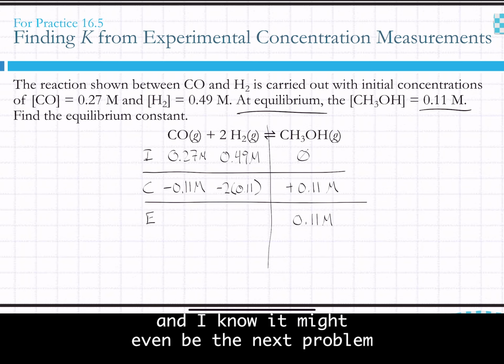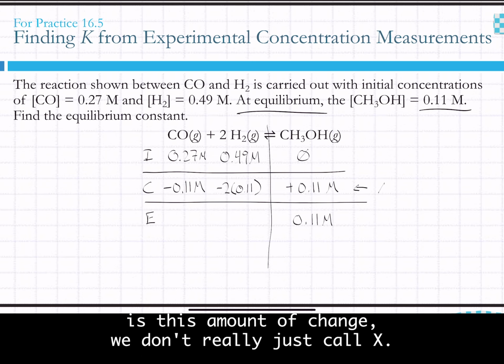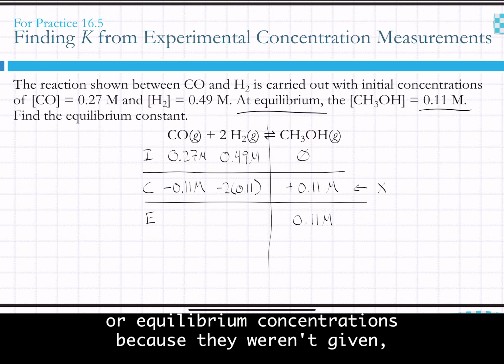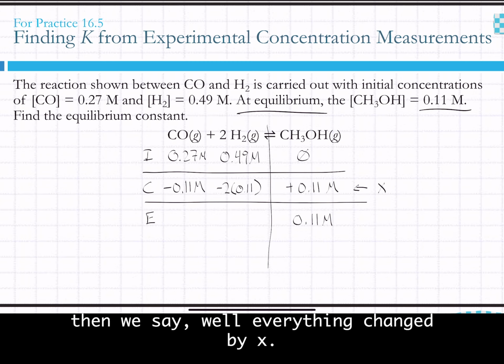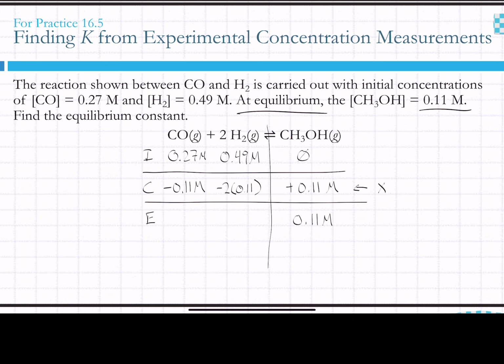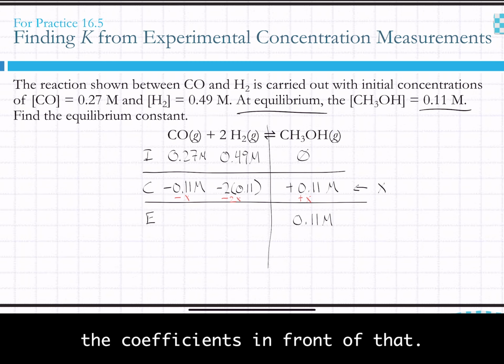And what we're going to do, I don't know, it might even be the next problem, is this amount of change, we generally just call X. So how much did it change by? If we can't figure out directly from initial or equilibrium concentrations because they weren't given, then we say, well, everything changed by X. So if we didn't know exactly how much it changed by, we'd say that this is minus X, we'd say this is minus 2X, and we'd say this is plus X. And you can just kind of throw the coefficients in front of that.